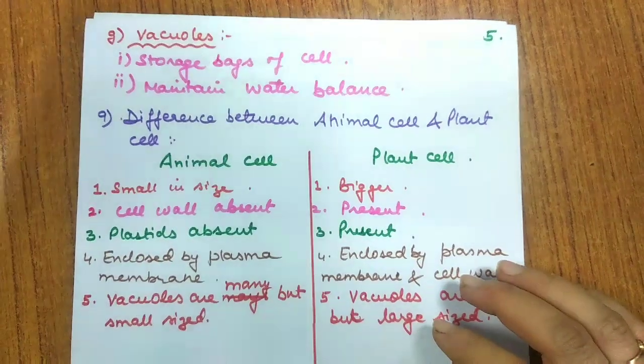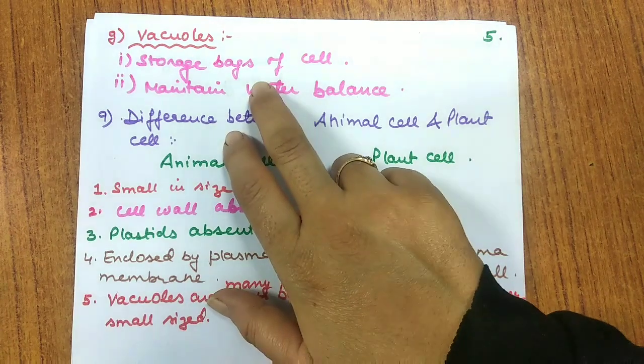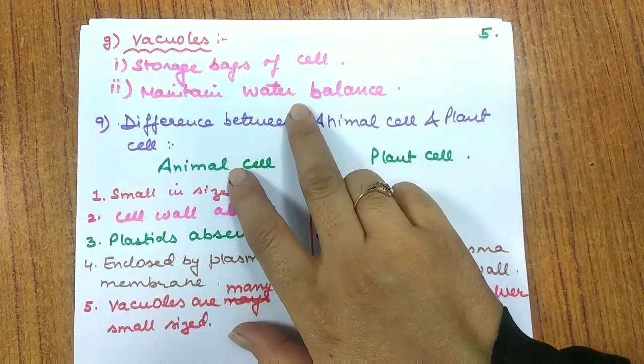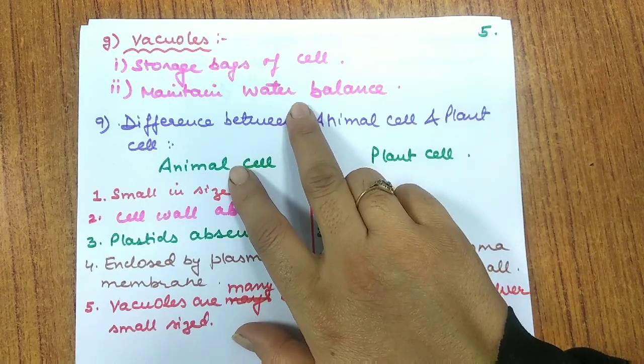Let us move to the next point, that is vacuole. Vacuole is another cell organelle, and they are the storage bags of cell. When we talk about vacuole, we generally say that they are storage bags of cell because they store material. It may be solid, it may be liquid, it may be sometimes the toxic material also. So they are the storage bags. So they maintain water balance. These two are important functions of vacuoles.